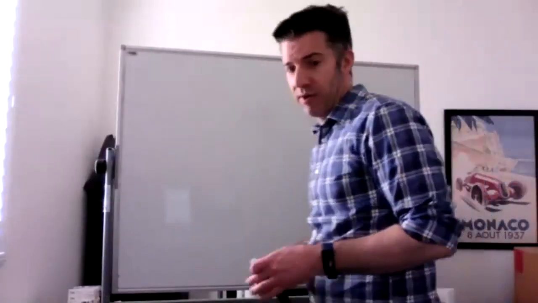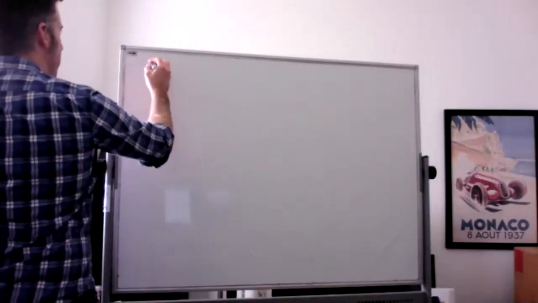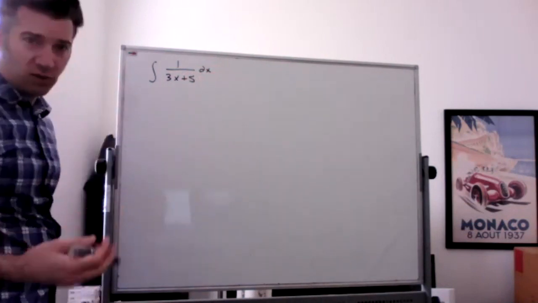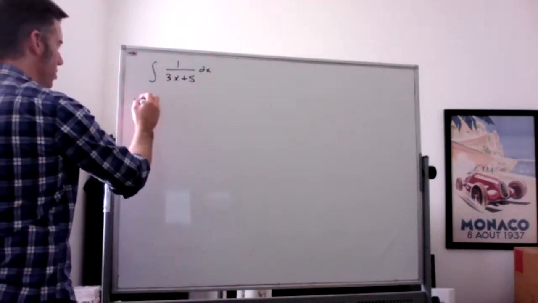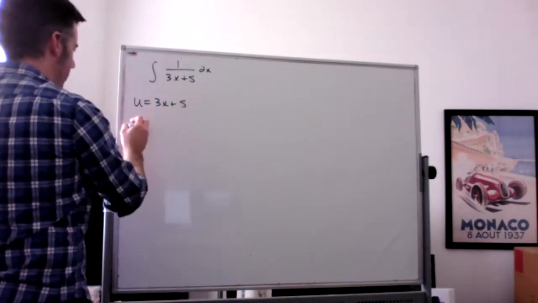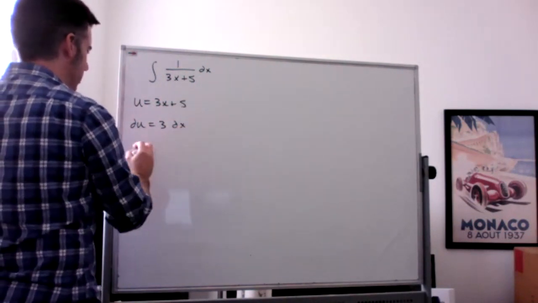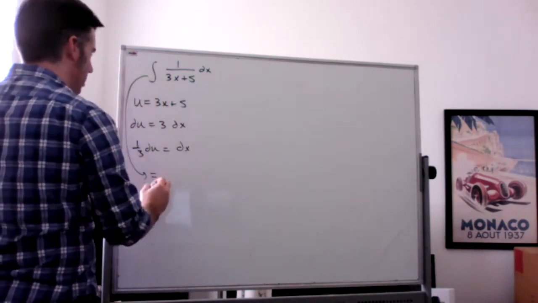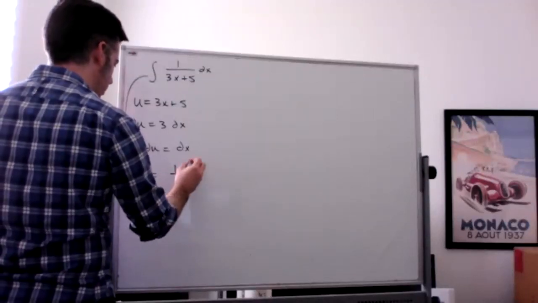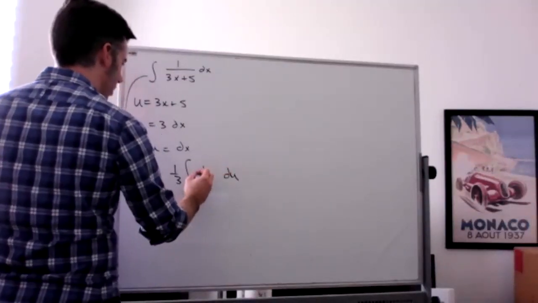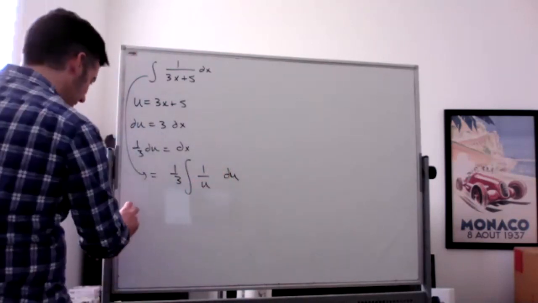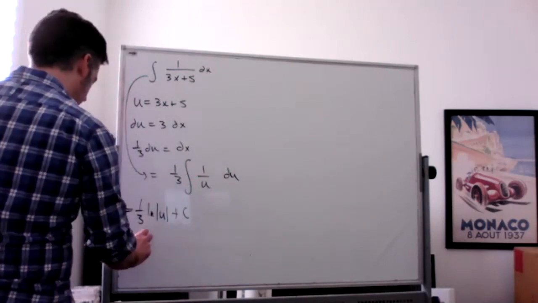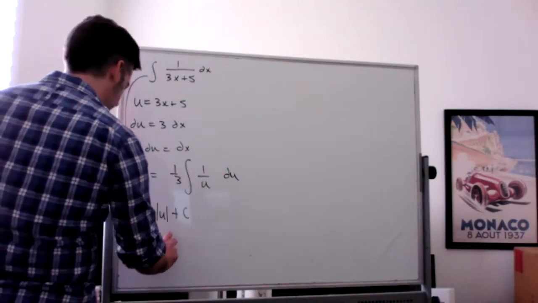Similarly, we can even do it if I have, say, the integral of 1 over 3x plus 5. We could do this the long way and say u is going to equal 3x plus 5, du is going to be 3 dx, 1/3 du equals dx. So our integral is equal to 1/3 the integral of 1 over u du. And then we integrate that. We get the natural log of the absolute value of u plus c. We get 1/3 the natural log of the absolute value of 3x plus 5.